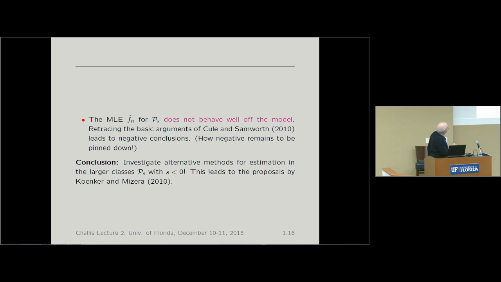Well, I claim that the MLE for s-concave does not behave well off the model. If you start retracing the basic arguments of Cule and Samworth in terms of consistency, one starts seeing negative things. How negative remains to be pinned down, and I'm still working on this, trying to figure out exactly in what sense this instability works. It seems that there is a pseudo-true thing. If the true distribution has a density, then there is a pseudo-true.